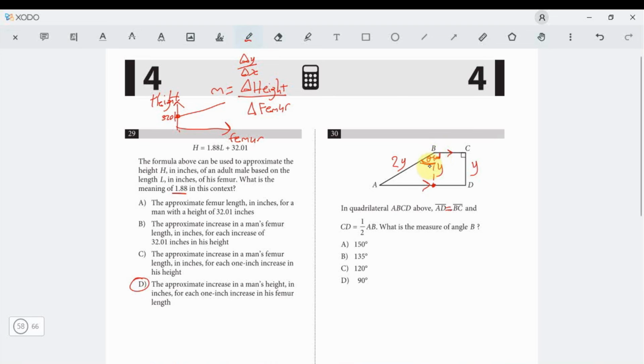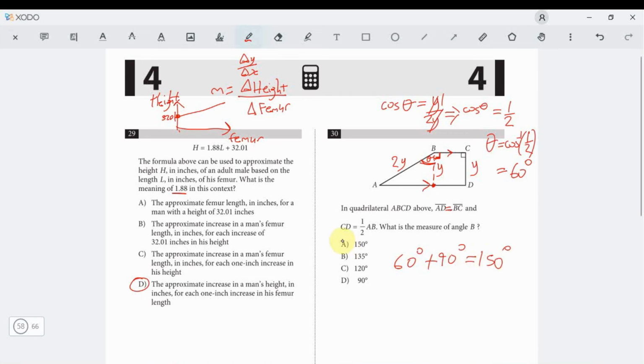90. So what we do know is that the cos of theta, since we have adjacent and hypotenuse, is the adjacent of y over the hypotenuse AB of 2y. So in that case, we get cos theta is equal to 1 over 2, because y would cancel this y, so it's just 1 over 2. So theta is cos inverse of a half. You punch that in the calculator, you should get 60 degrees. So that means the angle is 60 degrees plus 90 degrees, which is 150 degrees, which is option A.